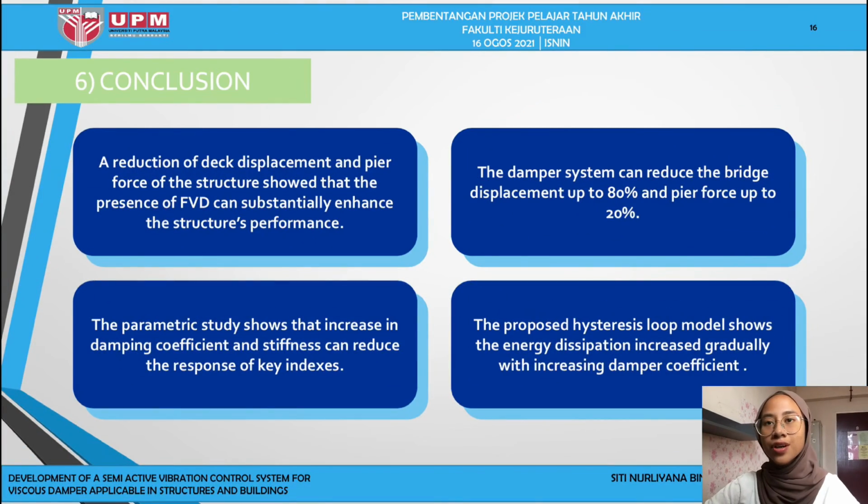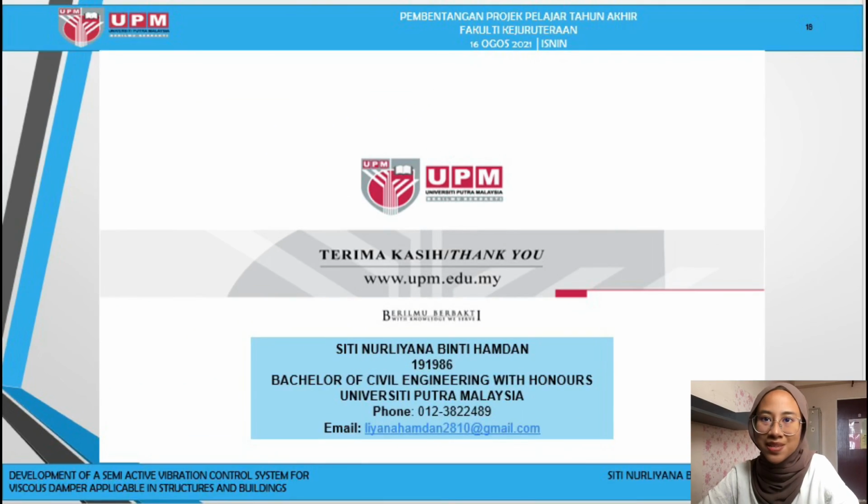Throughout the study, several conclusions can be made. A reduction of the deck displacement and pier forces of the structure shows that the presence of fluid viscous damper can substantially enhance the performance of the structure. This is because the damper system can reduce the bridge displacement up to 80% and pier forces up to 20%. The parametric study shows that an increase in damping coefficient and stiffness can reduce the response of key indices. And the proposed hysteresis loop model shows that the energy dissipation increases gradually with the increase in damper coefficient.